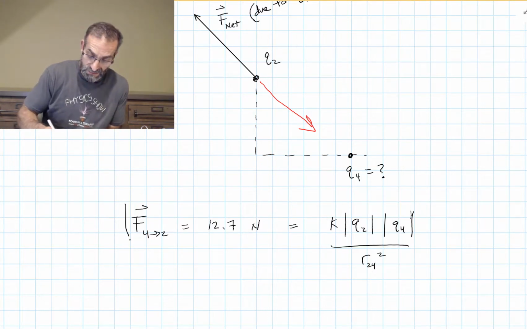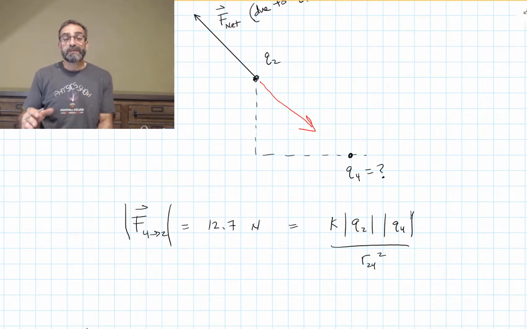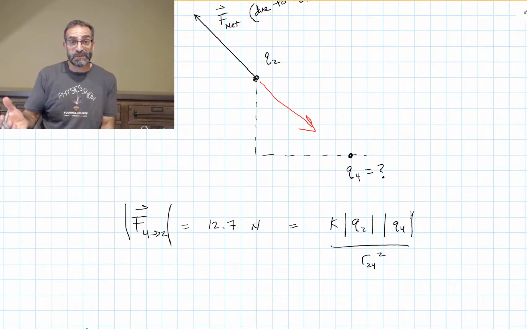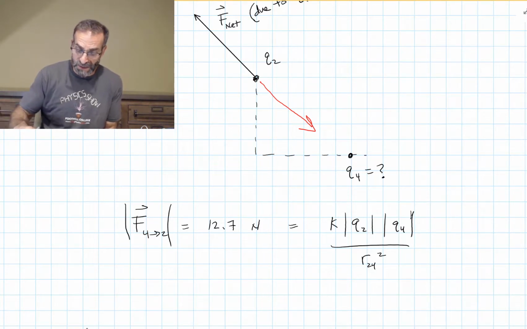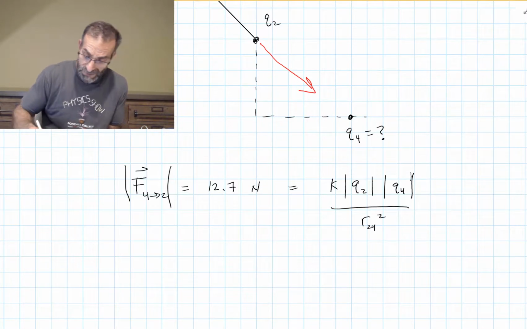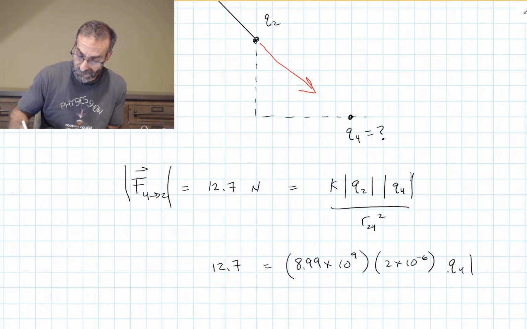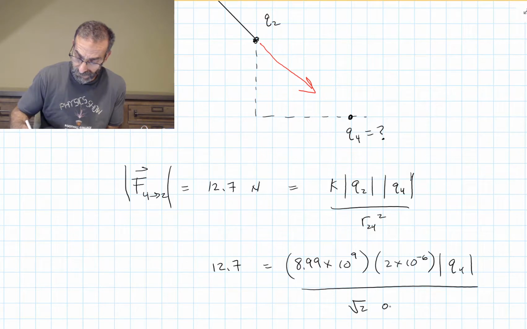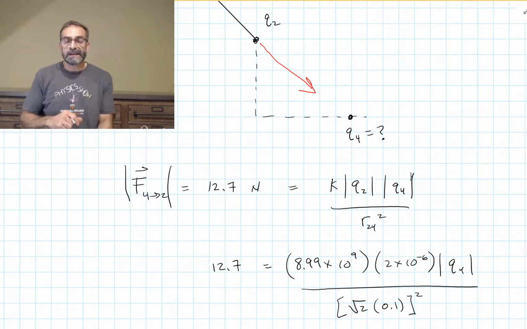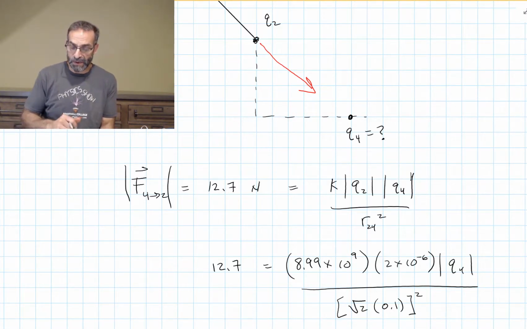And I'm just finding the magnitude here, right? Because I already know the direction it has to be, and that gave me the sign of Q4 was negative. So this just gives me the magnitude of Q4. So I plug in my numbers. The diagonal of that square is the square root of 2 times the length of the side.